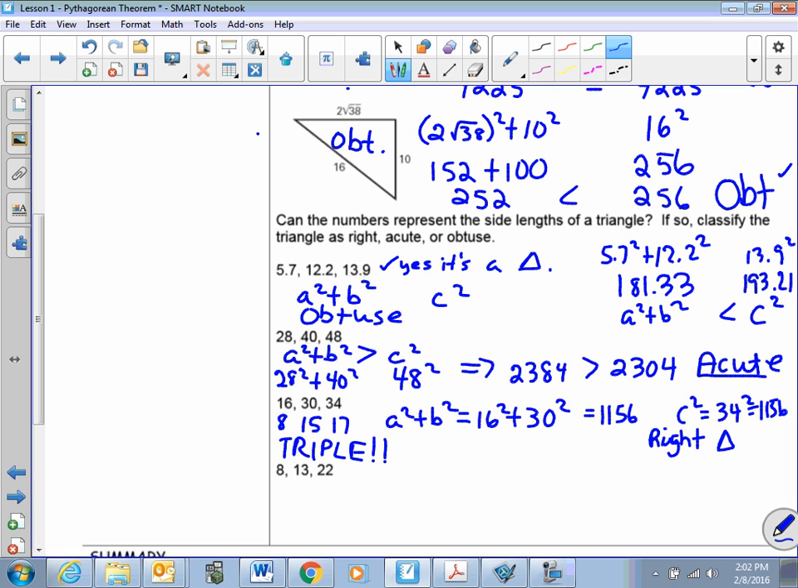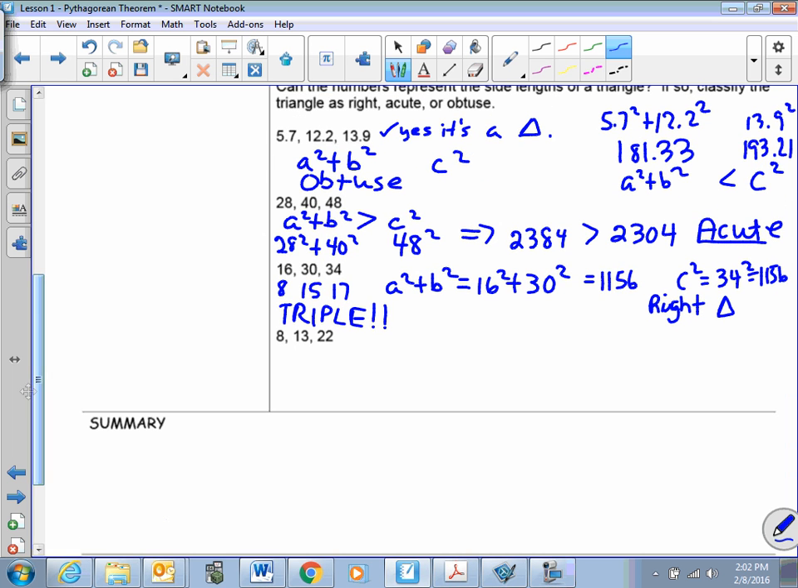And finally, one more. It's not a triple. Let's see. Oh, it's not even possible, right? Because 8 plus 13 is 21, and the sum of these two side lengths is less than the third side, so this is not even possible. Not possible.